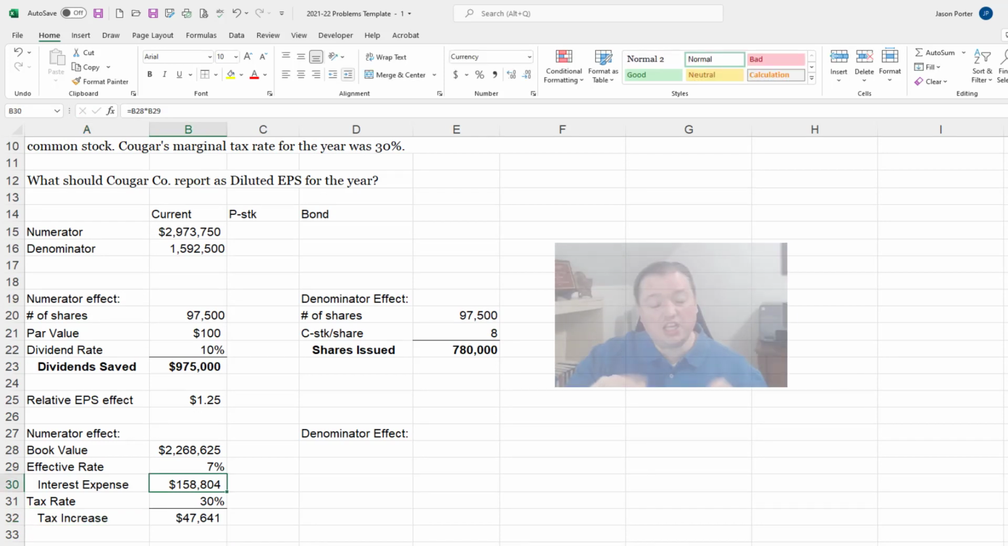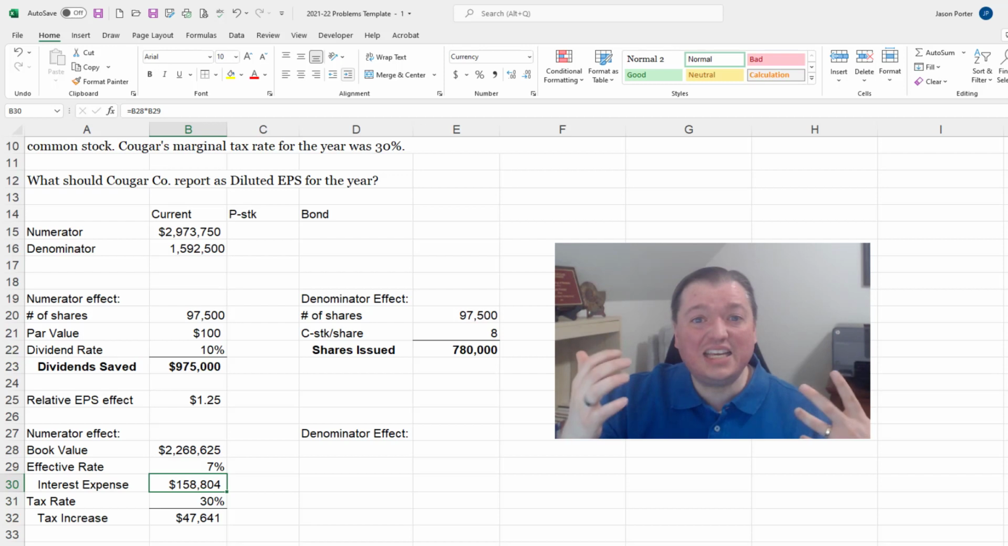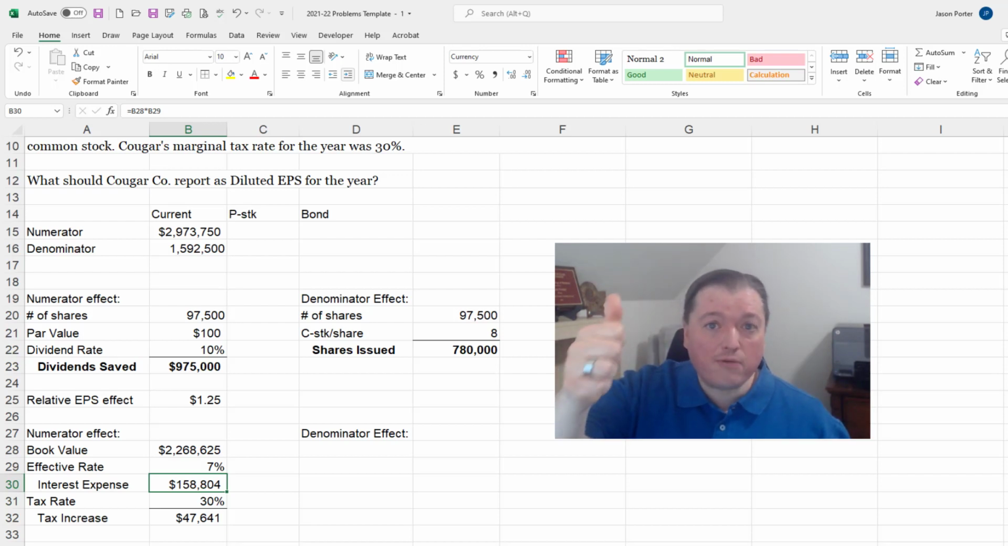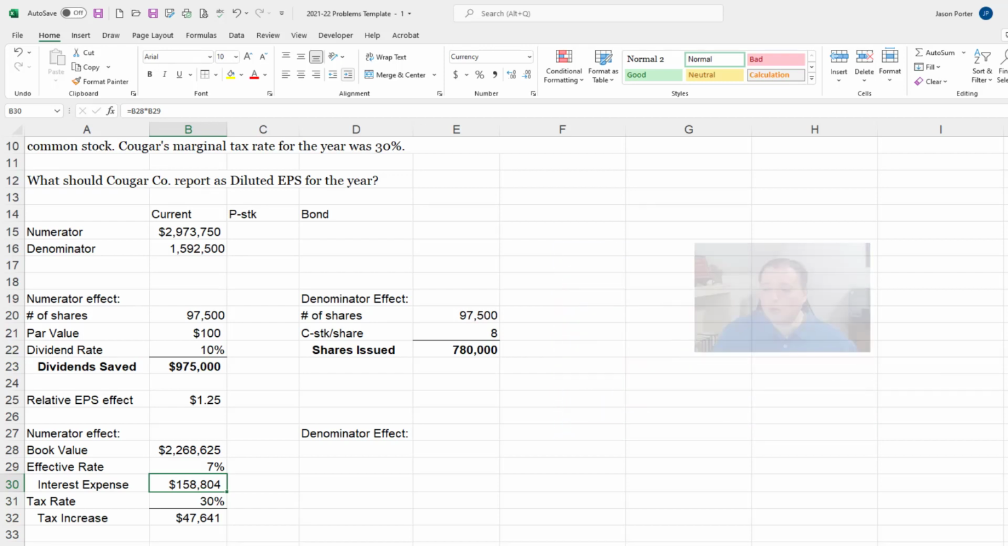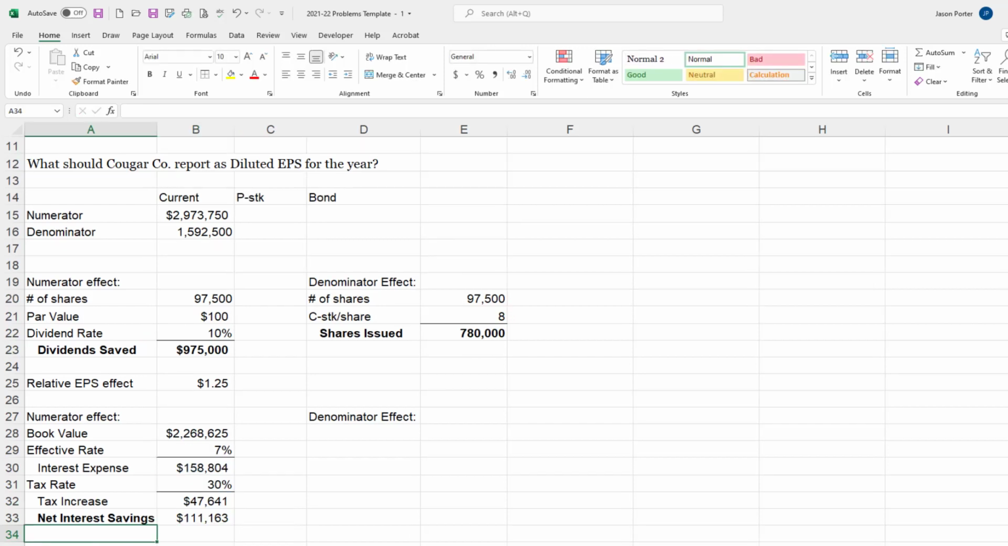So what we're saying here is that net income would increase $159,000 because we don't have to pay interest expense. But without the interest as a tax deduction, my tax expense would go up by about $48,000. And if my income tax expense goes up, then net income goes down. So my net interest savings would be the 158 minus 47. So overall, I wouldn't get to save the whole 159. Instead, I would save 111.